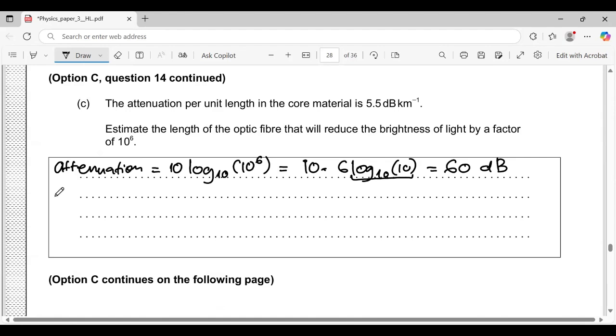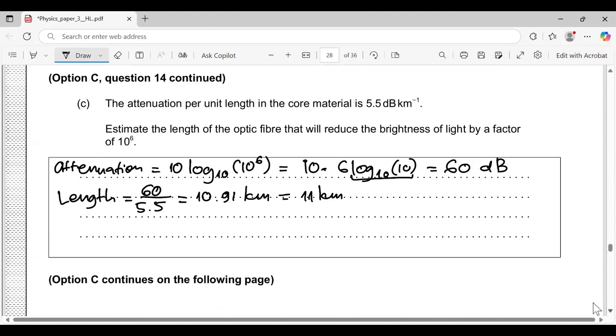Okay, now we will determine length. So length equals 60 over 5.5. And the result is 10.91 kilometers, or 11 kilometers.